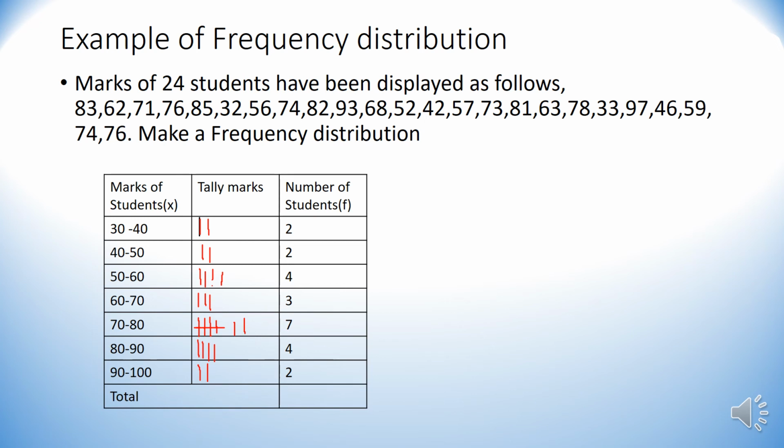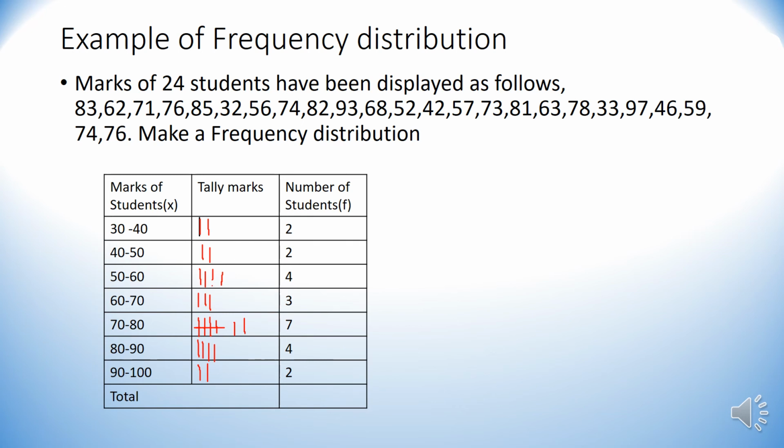Then the number of students, this third column, is nothing but the frequency. I have mentioned it as F. These numbers are nothing but the addition of the tally marks. In this first class only 2 tally marks are there, that is, the frequency of observations is only 2. Likewise I have calculated all these frequencies.